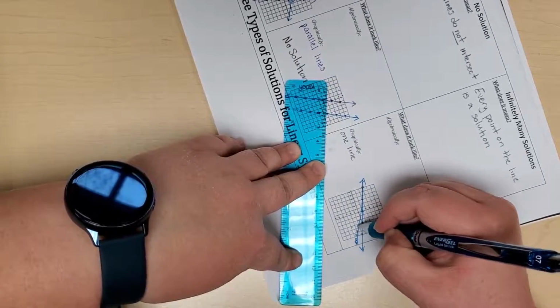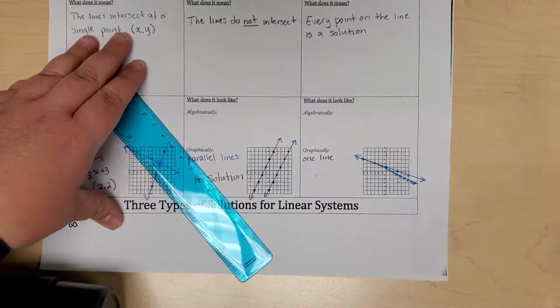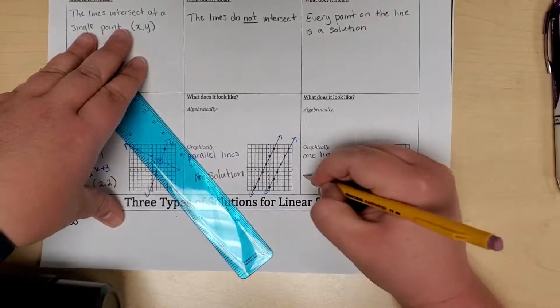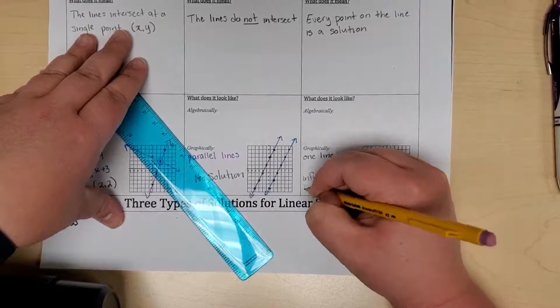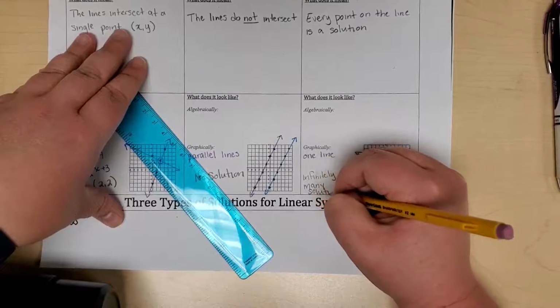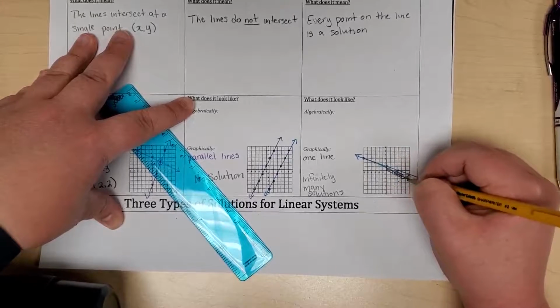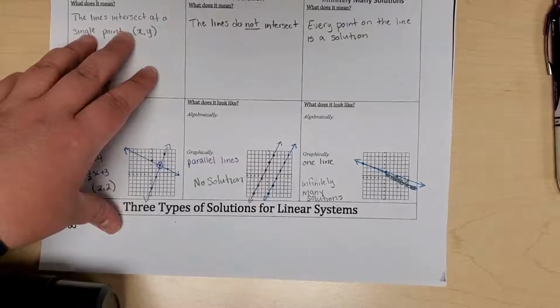There's one line right on top of the other. That means they touch at every single point on that line. So you have infinitely many solutions. Okay, and those are the three types of solutions for linear systems.